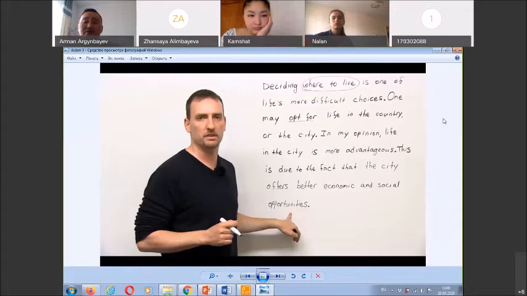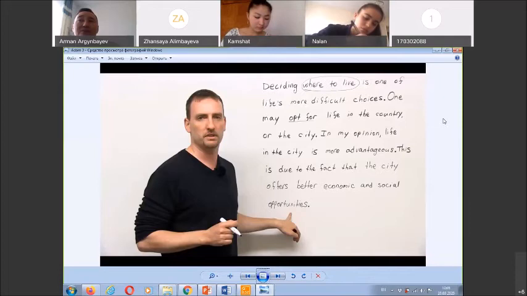This is due, if I were him, for example, I would just make it, life in the city is more advantageous due to better economic and social opportunities. Owing to is better. Due to is usually used for negative statements, like the flights were canceled due to the storm. Owing to is usually used for positive sentences.